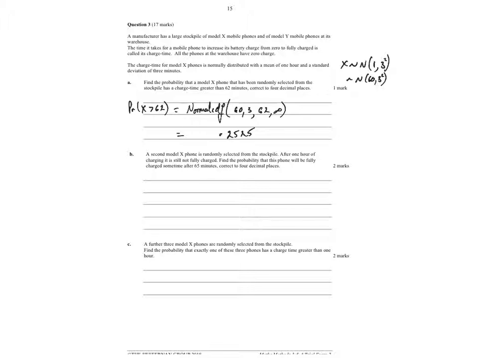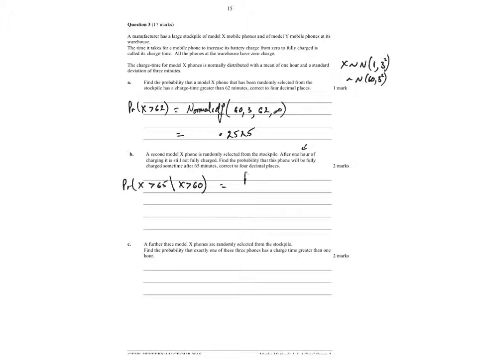A second model X phone is randomly selected from the stockpile. After 1 hour of charging, it is not fully charged. Find the probability that this phone will be fully charged sometime after 65 minutes. So this is a conditional one, isn't it, really? We're saying, what's the probability that the time it takes is greater than 65 minutes, given it's already greater than 60? Yeah, because I've been on the phone for 60 minutes and it still hasn't charged.